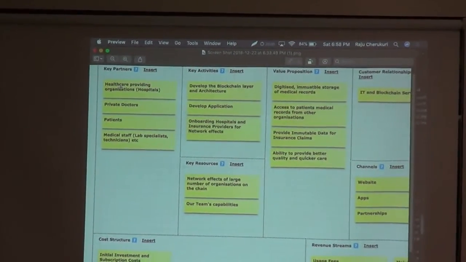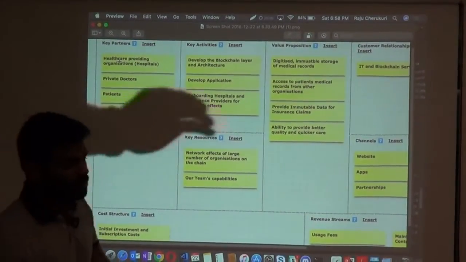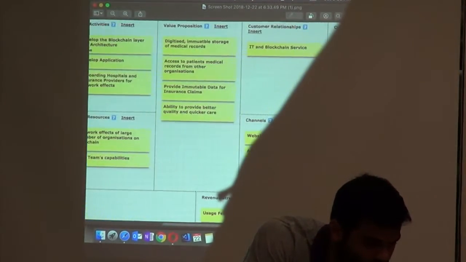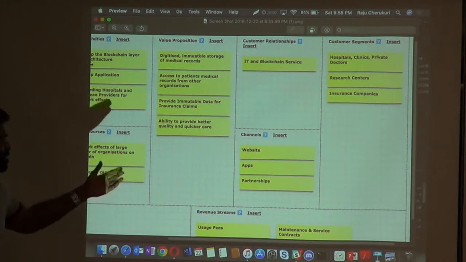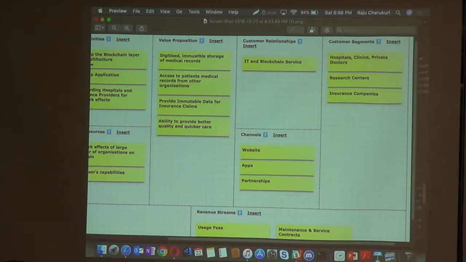Right? Now, can we start with the customer segment first? Because I think that would be a good start. So, as I said, in this application, the customers would be the hospitals, clinics, and private doctors, right? But also research centers and insurance companies, as I explained just now. The channels they would reach it through are the usual digital channels: website, apps, emails, and other partnerships.